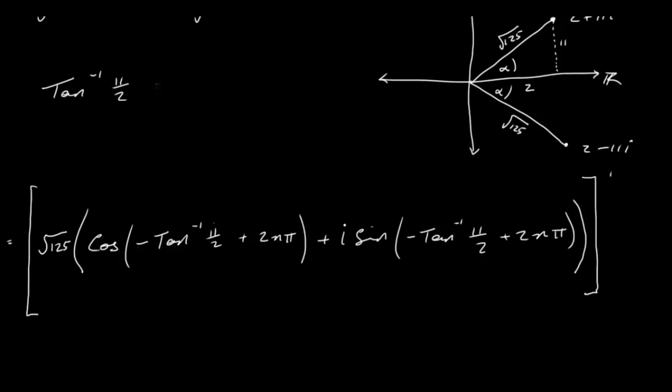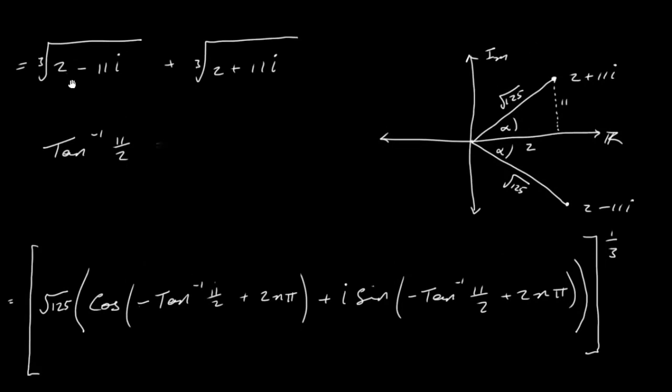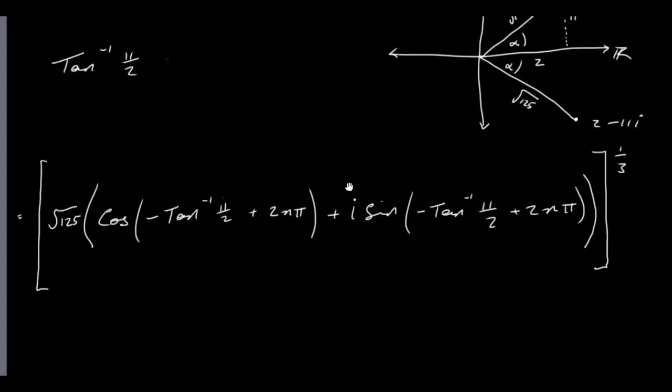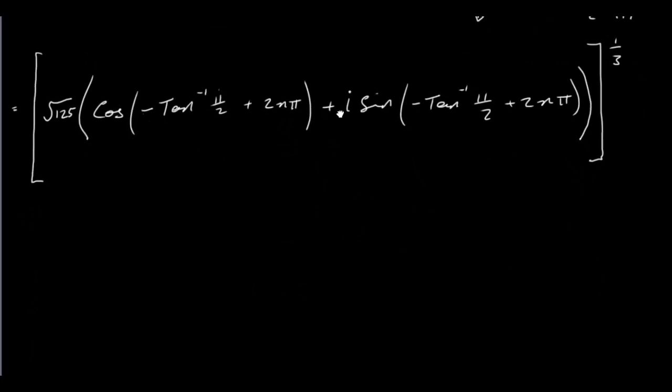And we've got to get the cubed root of that, so I'm going to raise that to the power of a third. So this is the first cubed root. Now we've got to do the same with this one here, but we're dealing with this complex number up here in the first quadrant. So we do exactly the same thing again.